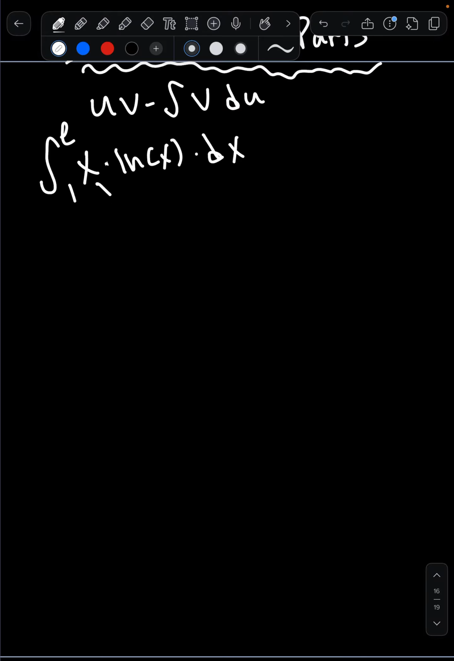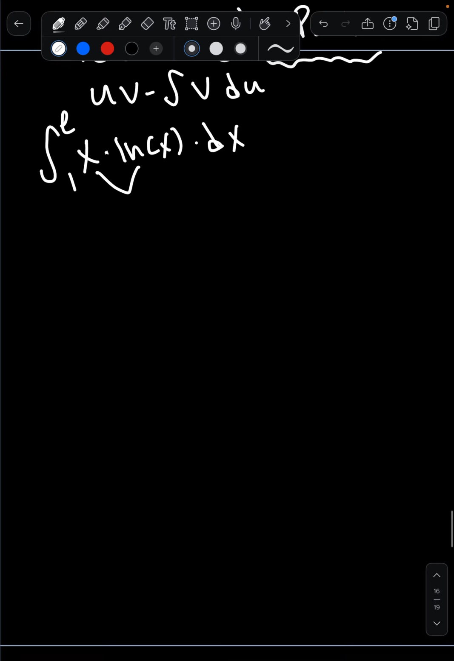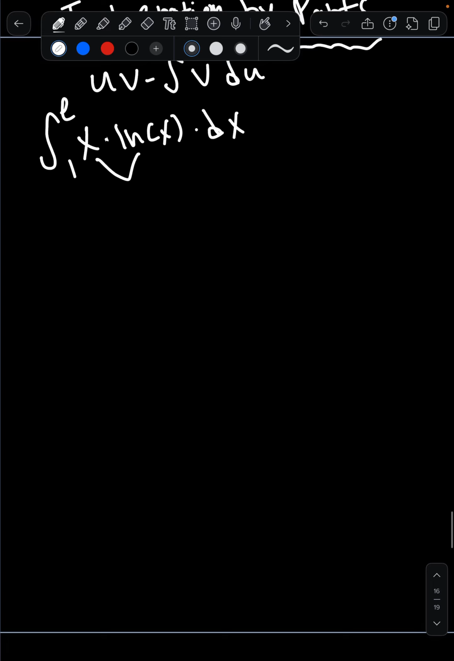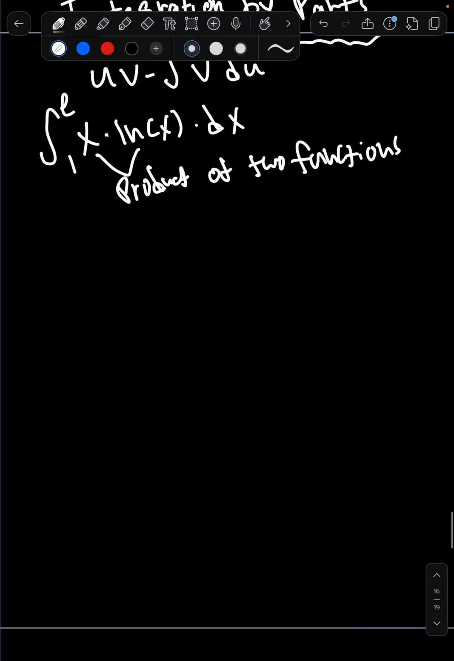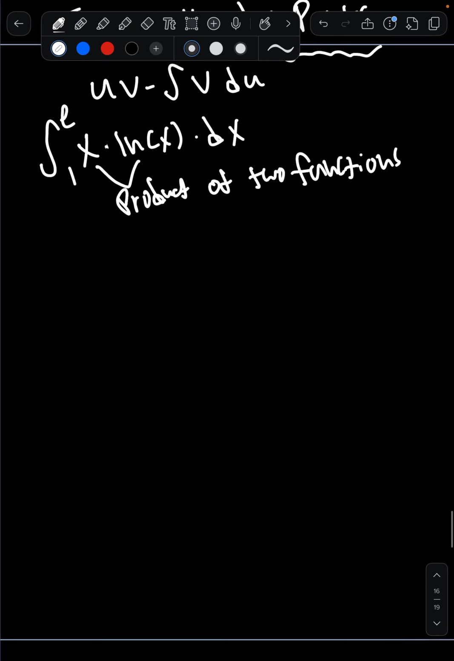Notice these two functions, x and ln x. These functions are being multiplied together to create a product. Now, anytime you see a product of two functions where u substitution will not work, immediately start thinking integration by parts.